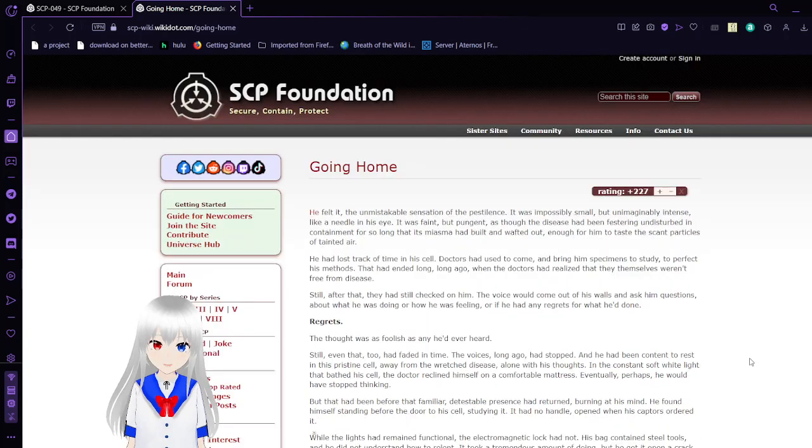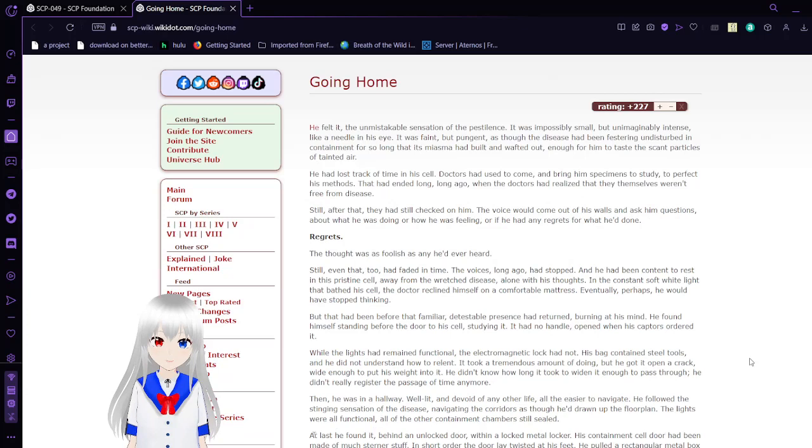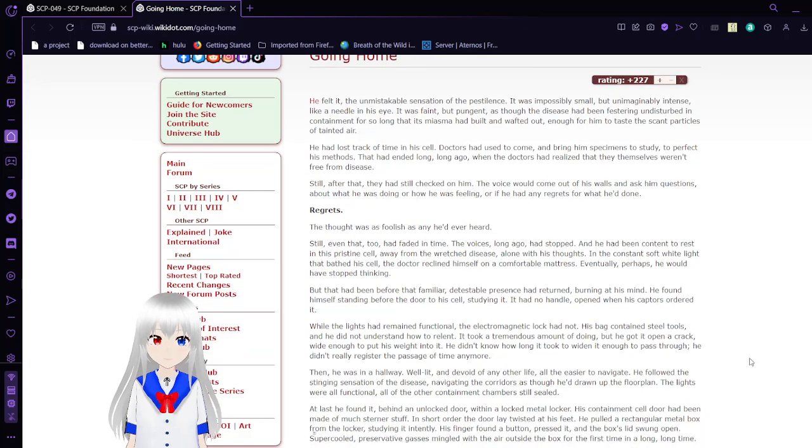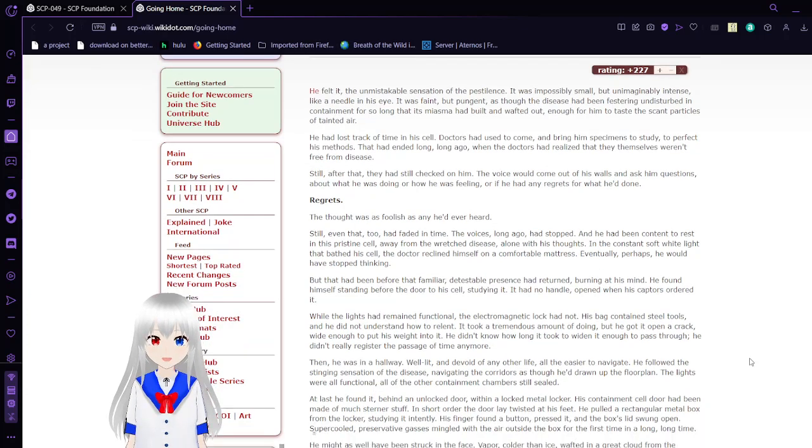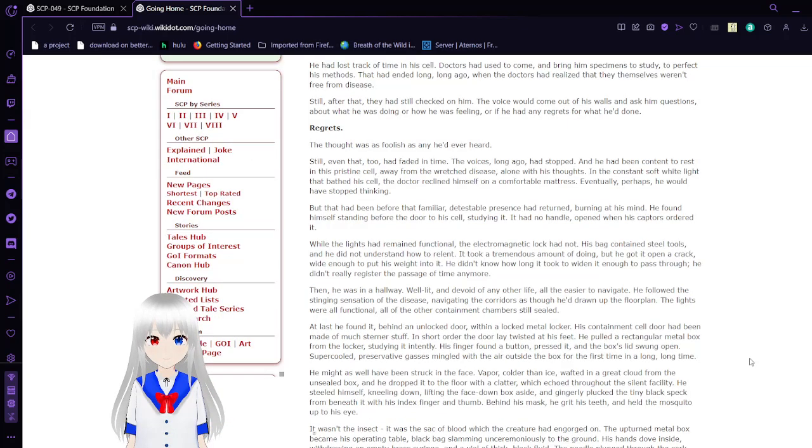He felt it, the unmistakable sensation of the pestilence. It was impossibly small, but unimaginably intense, like a needle in his eye. It was faint but pungent, as though the disease had been festering undisturbed for so long that its miasma had built and wafted out, enough for him to taste the scant particles of tainted air. He had lost track of time in his cell. Doctors had used to come and bring him specimens to study, to perfect his methods. That had ended long, long ago, when the doctors had realized that they themselves were free from the disease.